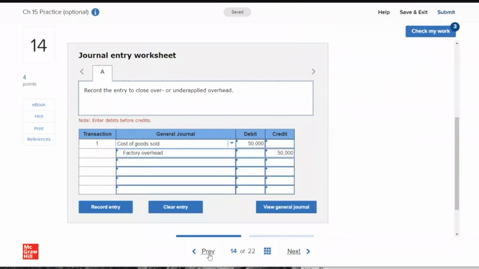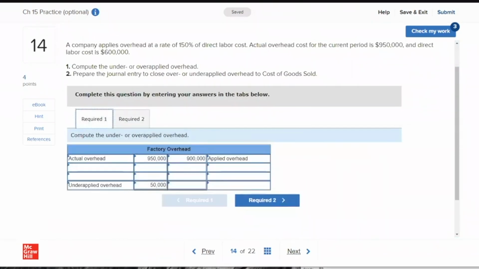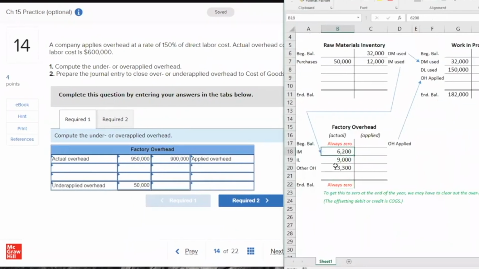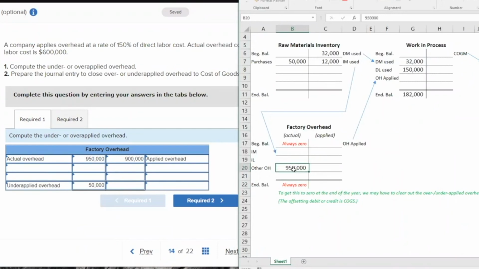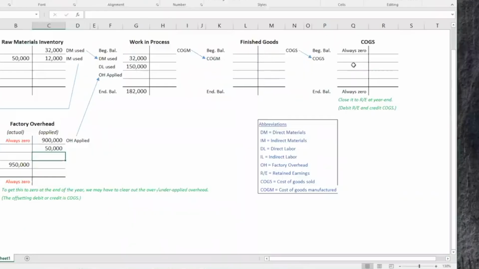Just to kind of demonstrate it. We're kind of sitting here now with how much? 950 in our overhead account. I'll just put it here, 950. And we only ended up applying 900,000. So that's a problem, right? In order to get this zeroed out, both sides have to be equal. So I need to put another 50,000 here. Credit that. So I just need to debit something. I'm going to debit cost of goods sold.